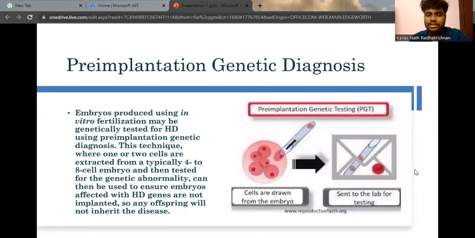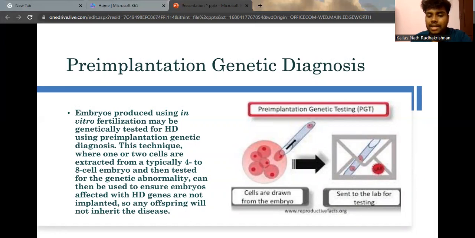The next diagnostic method is pre-implantation genetic diagnosis. Embryos produced using in vitro fertilization may be genetically tested for Huntington disease using pre-implantation genetic diagnosis. In this technique, one or two cells are extracted from a typically 4 to 8 cell embryo and then tested for genetic abnormality. This can then be used to ensure embryos affected with the Huntington disease gene are not implanted, so any offspring will not inherit the disease.